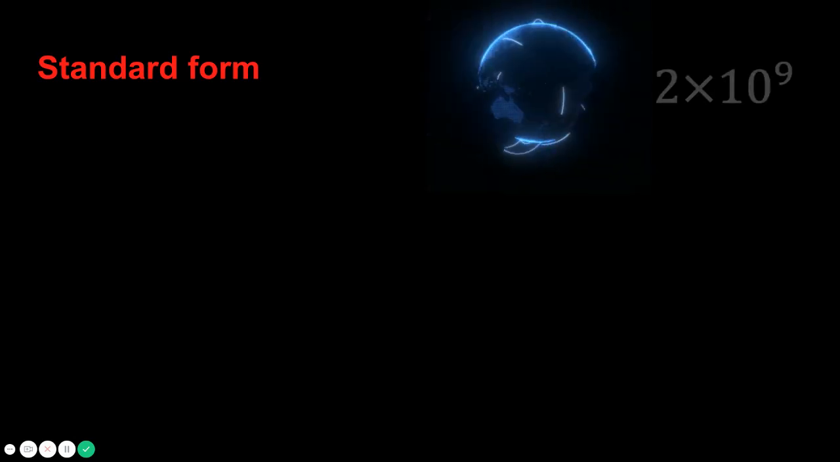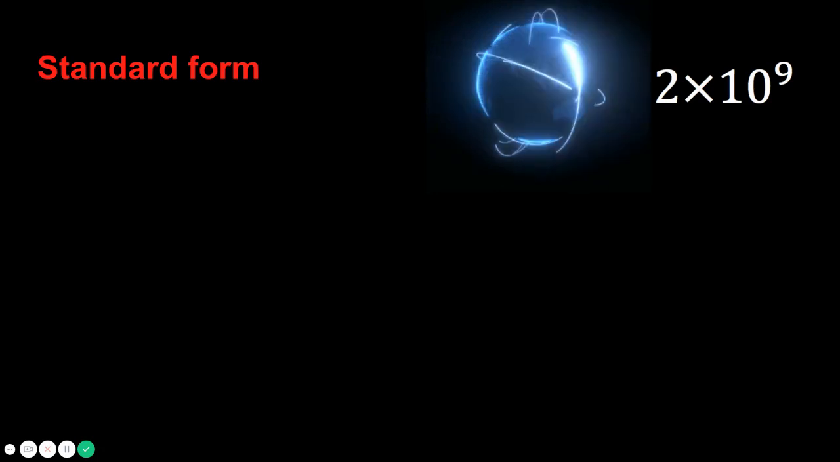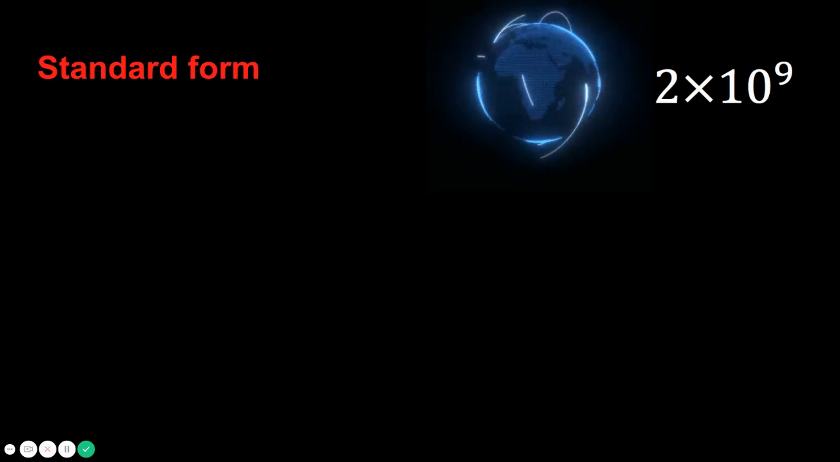Standard form. Here's the fact. The number of internet users in the world up to June 2010 was 2 times 10 to the power of 9, or 2 times 10^9.